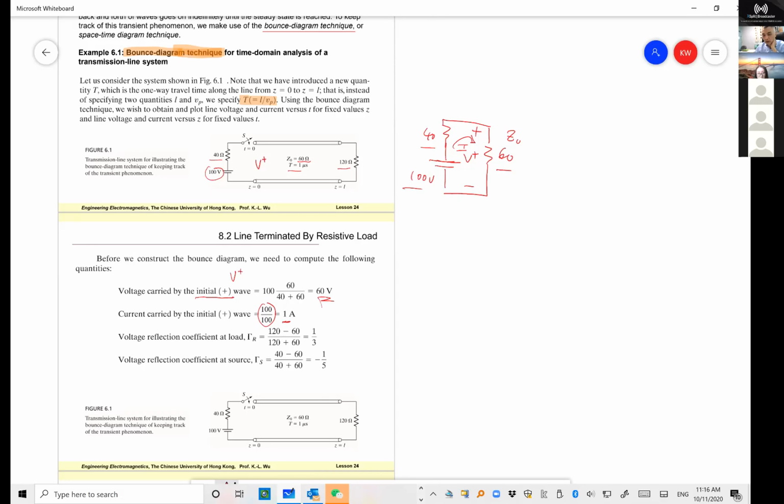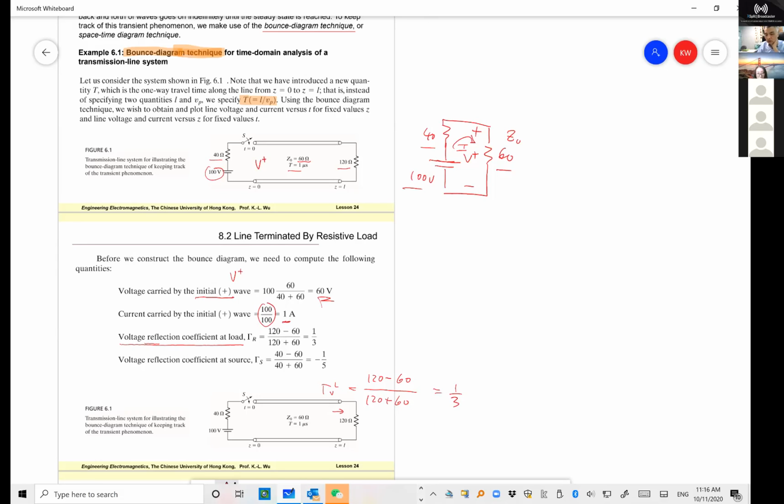Then we can find the voltage reflection coefficient at the load, on this side. The reflection coefficient for voltage at the load is the load resistance minus the intrinsic impedance 60, over the load resistance plus 60, right? So that is 1/3.